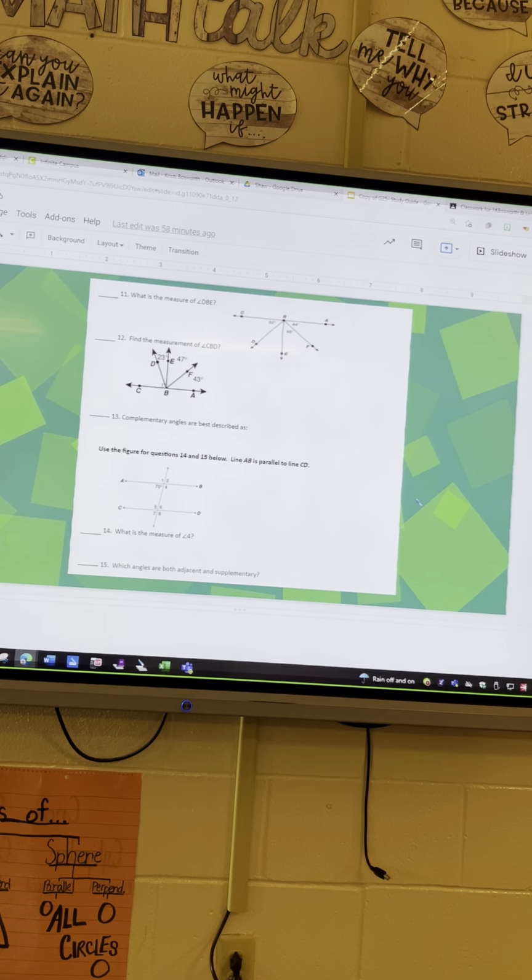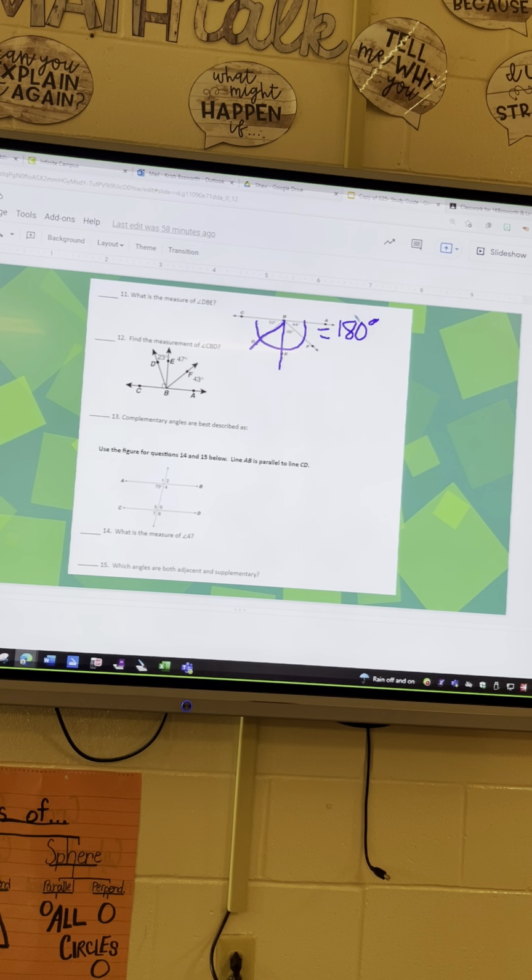What is the measure of angle DBE? All right, so I need to know what this angle right here is. Okay, let's look at what I got. Draw your semicircle. And if I draw my semicircle, then I know I've got 180 degrees, right?